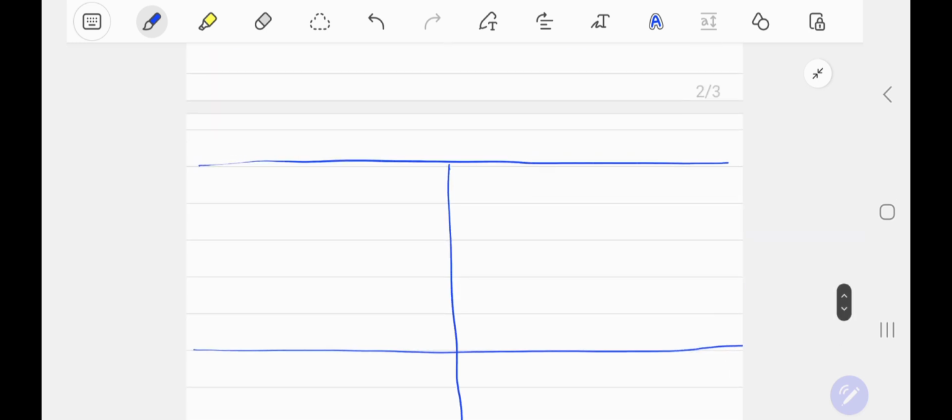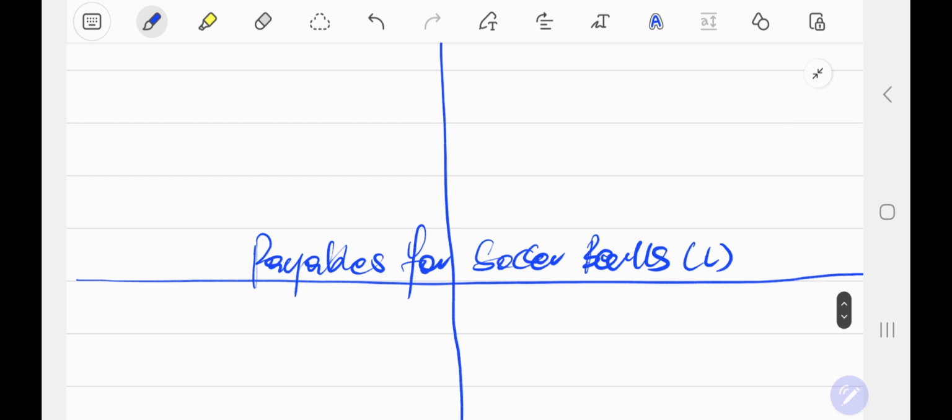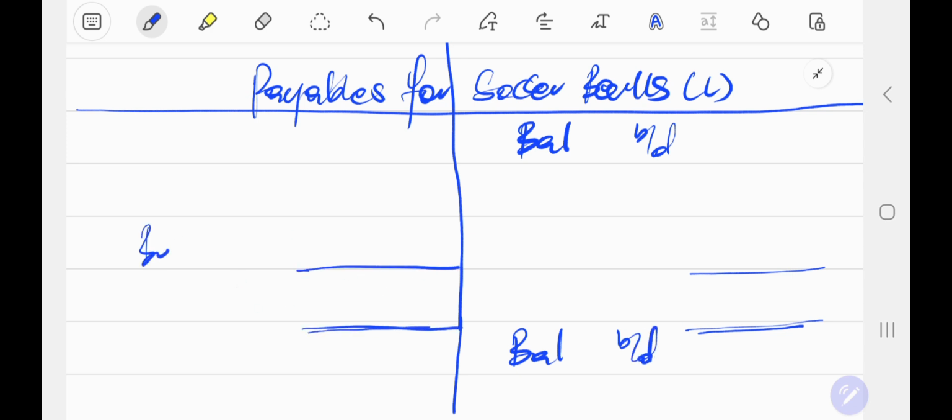It's very simple. So you are going to have your soccer balls here, which is an expense, right? And then you'll have payables for soccer balls, right? So this is a liability. So that means that it's going to have a balance brought down on the credit side, right? And then even the closing balance is going to be on the credit side. And then that means that the balance carried down is going to be here as well.